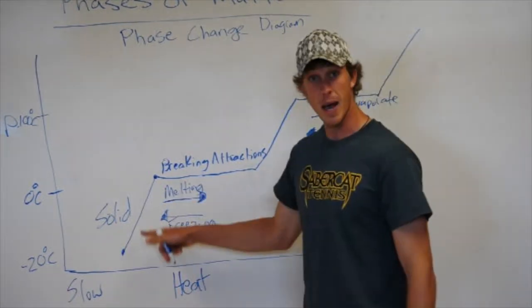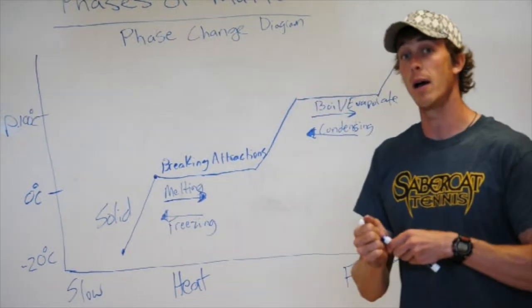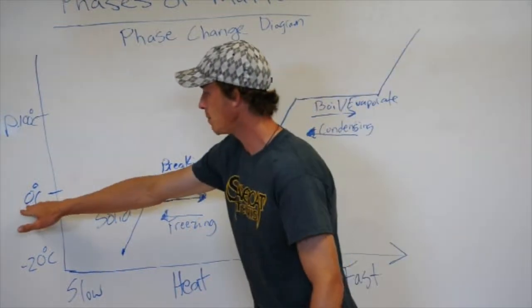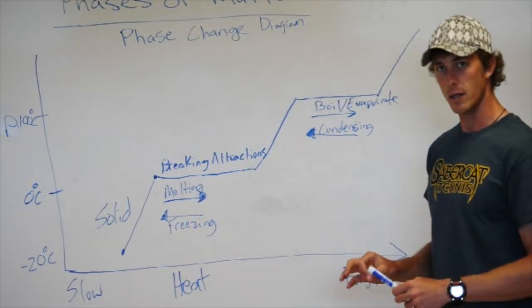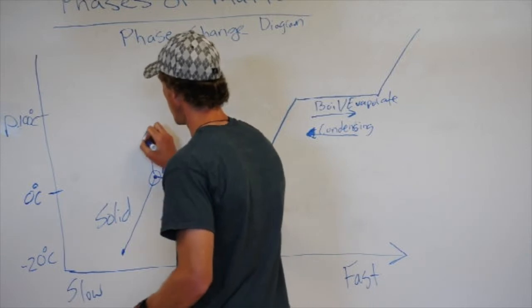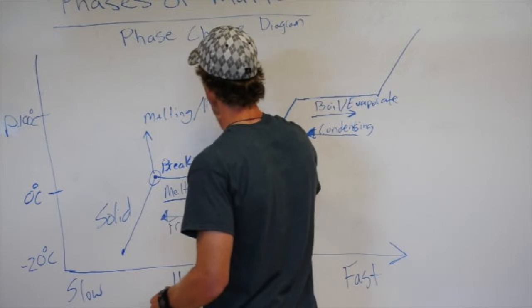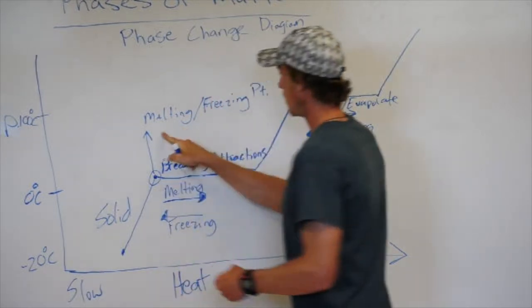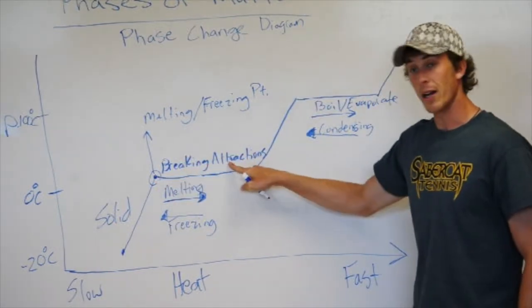Chocolate would be at a different temperature. It would be a little bit warmer, because chocolate would melt at a little warmer temperature, right? So with chocolate, just imagine that this would be a different temperature. But every substance has a point called a melting point, right? So this is our melting point. Melting / freezing point, where you are going to break attractions.